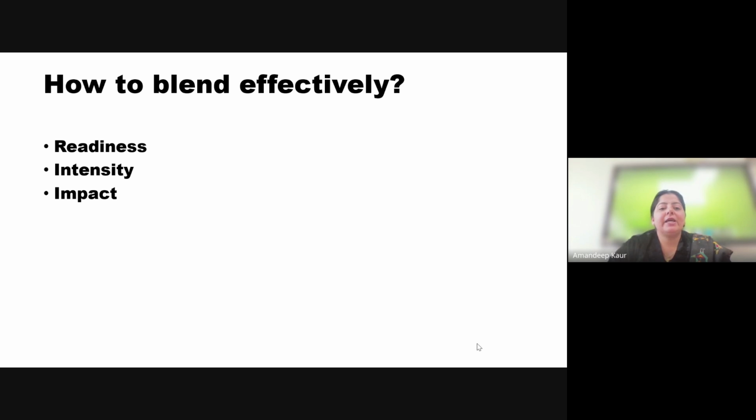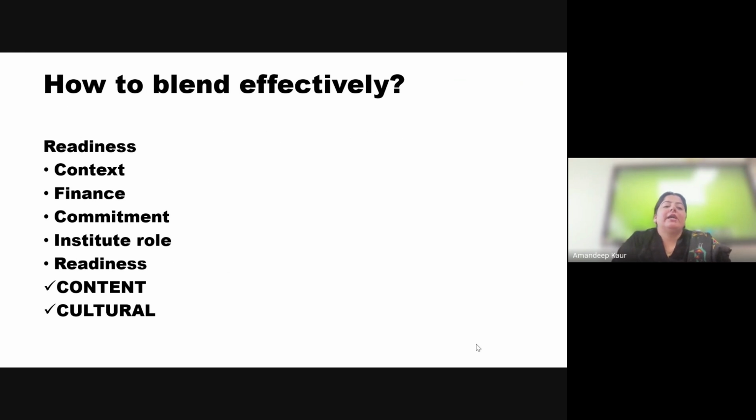So when it comes to readiness, at institute level we need to be ready. Readiness in terms of the context, readiness in terms of finances, readiness in terms of commitment, readiness in terms of the role of the institute. When I'm saying the role of the institute, what is the mandate of your institute? The vision and mission statement of your institute need to be kept in mind when you are creating, not just blended, any kind of learning environment. It must be in line with your mandate.